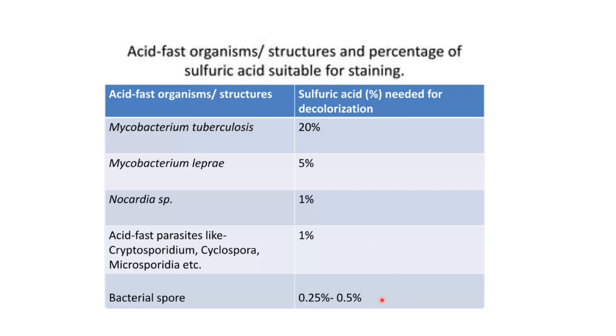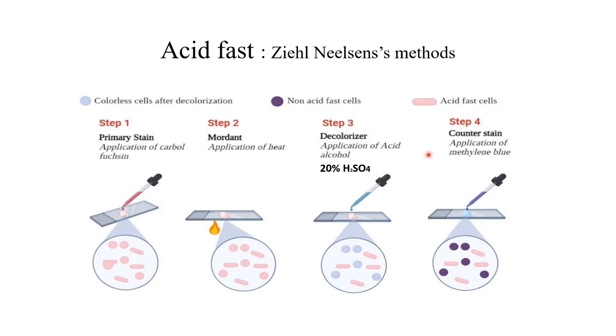And for bacterial spores, we use 0.25 to 0.5% sulfuric acid. That means depending upon the organism, the percentage of sulfuric acid, the decolorizer, will vary. The last step is the counterstain with methylene blue. We add this counterstain, methylene blue, and after that we observe the organism under an oil immersion microscope.